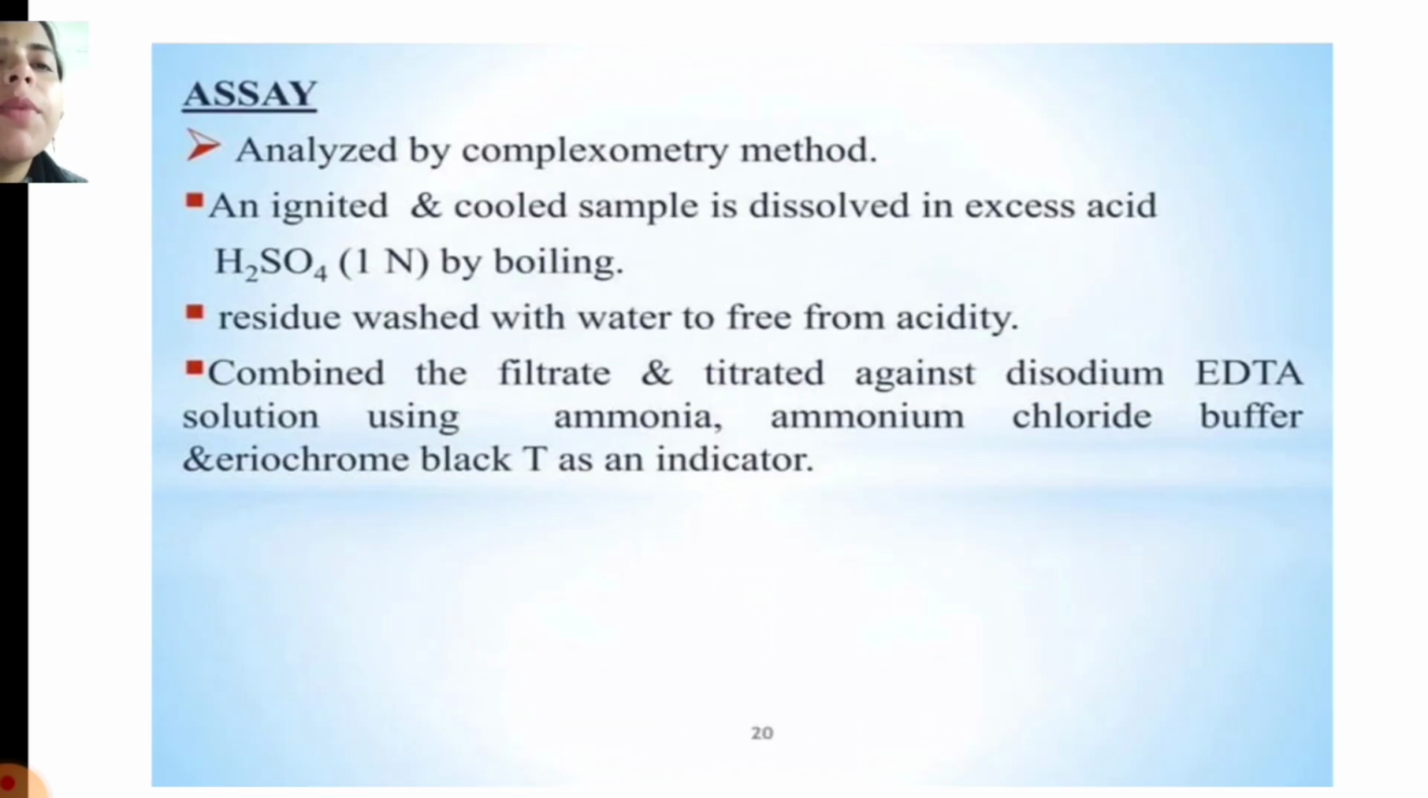Next is the assay. Analyzed by the complexometry method, an ignited and cooled sample is dissolved in excess H2SO4 by boiling. Residue is washed with water to free it from acidity. Combine the filtrate and titrate against disodium EDTA solution using ammonium chloride buffer and eriochrome black T as an indicator.